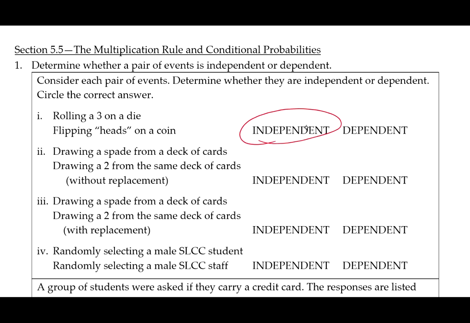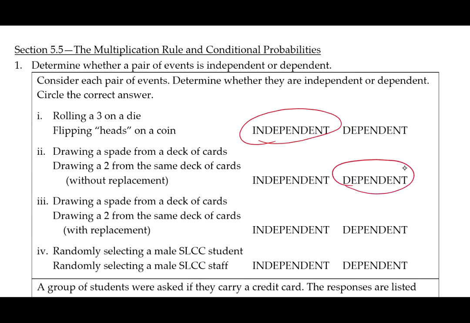Part 2, drawing a spade from a deck of cards and drawing a 2 from the same deck of cards without replacement. So that means I first draw a spade from the deck of cards and then I take it out. A deck of cards has 52 cards. When I take a card out, regardless of whether it's a spade or not, then I only have 51 cards, which changes the probability of drawing a 2. Originally, there were 4 2s out of 52 cards, and now there are maybe 4 2s, maybe 3 if the first card I drew was the 2 of spades, but out of 51. Doesn't matter what exactly happened, either way the probability changed, and so therefore these are dependent events.